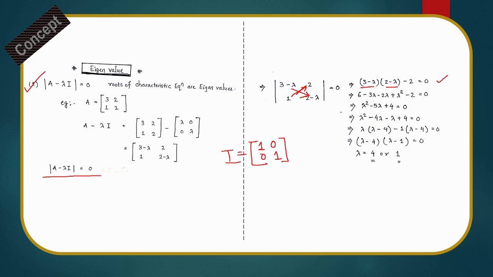By simplifying, we finally get a quadratic equation. We can find the roots of the characteristic equation by the formula, or we can simply find them by factorization. I have done factorization here. By factorization, we found lambda equal to 4 or 1. So the eigenvalues of the matrix A = [3, 2; 1, 2] are 4 and 1.